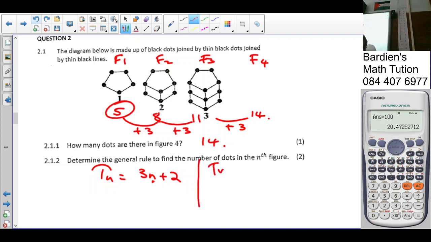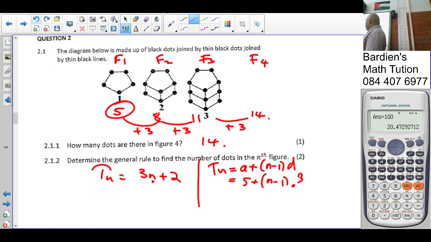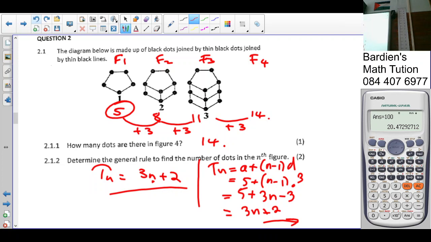Otherwise, I could have used the formula Tn is equal to a plus (n minus 1)d. Not so? What's your first term? 5 plus (n minus 1). What's my common difference? 3, because I'm adding 3 all the time. Multiply that in, I get 5 plus 3n minus 3. So it will be 3n plus 2, which is the same. Alright. Any confusion? No. Okay, I'm just going to write the general term here.